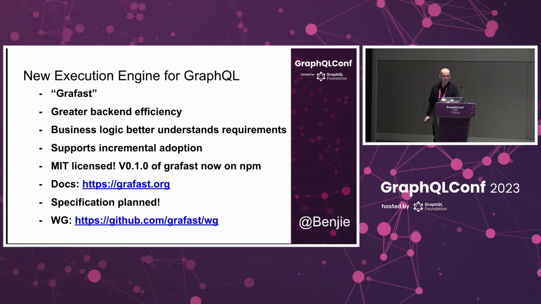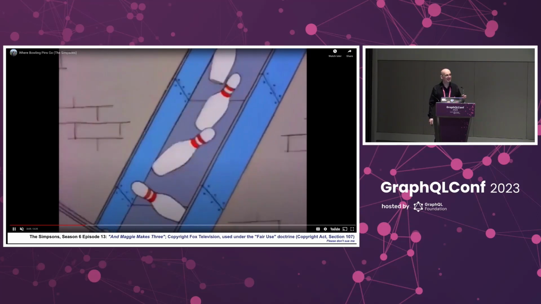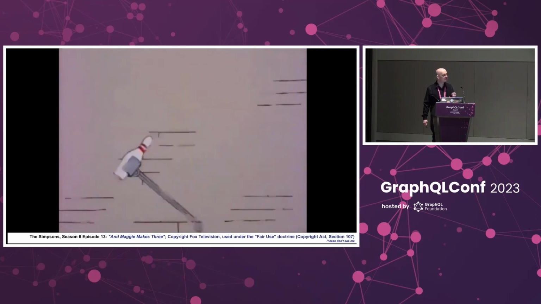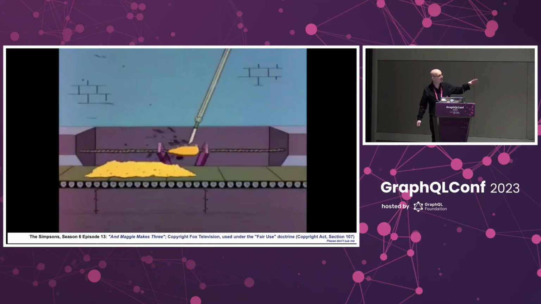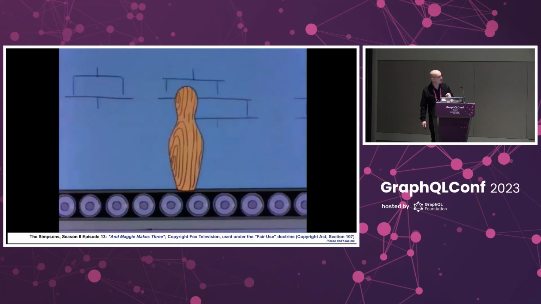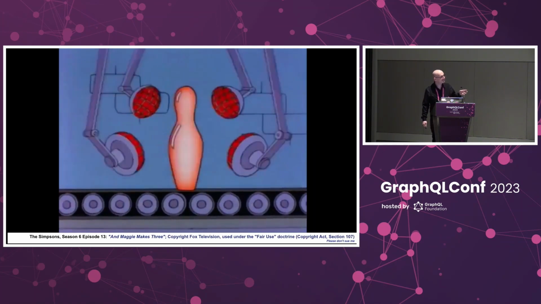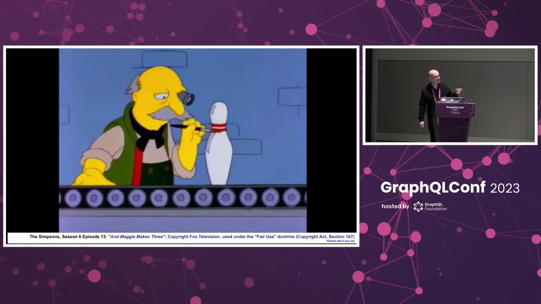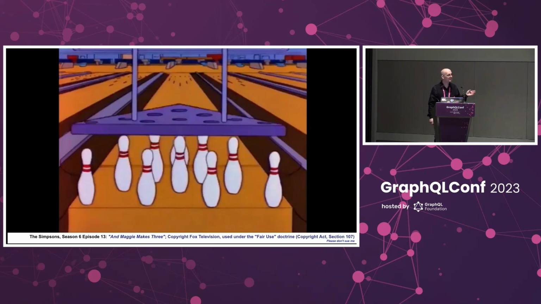Let's start again. So let's have a look at how bowling pins are handled in The Simpsons. This is from season 6, episode 13, about 9 minutes into the episode. You can see how the old pins are discarded, then an entire log is chopped down to a single skittle, which is then painted, coated, heated, painted again, inspected, before then being placed as just one of the pins in a rack of 10.